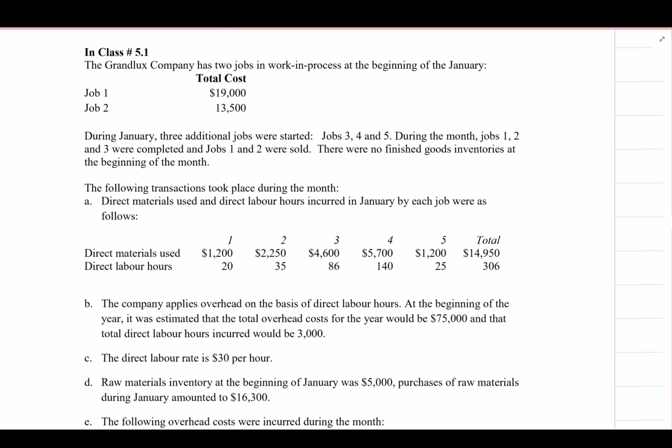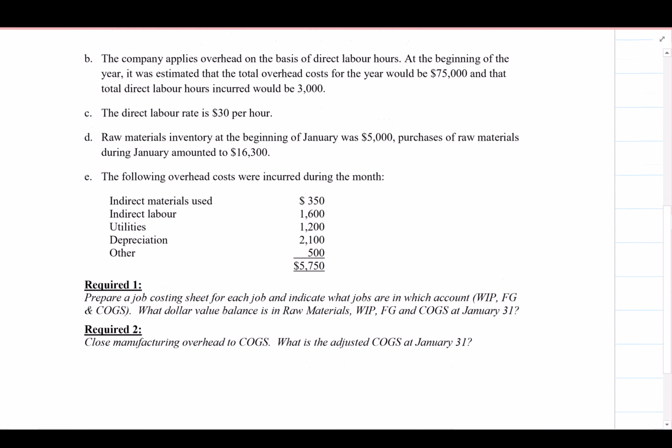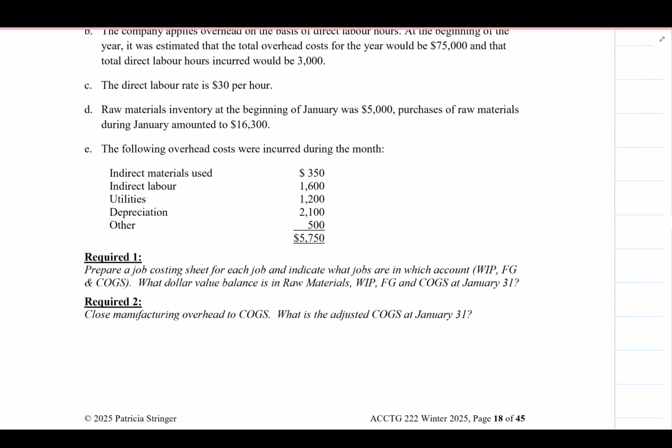There was no finished goods inventory at the beginning of the month. The following transactions took place during the month. We have A to E, and then required 1 says prepare a job costing sheet for each job and indicate what jobs are in which account: work in process, finished goods, and cost of goods sold. What dollar value balance is in raw materials, work in process, finished goods, and cost of goods sold at January 31?